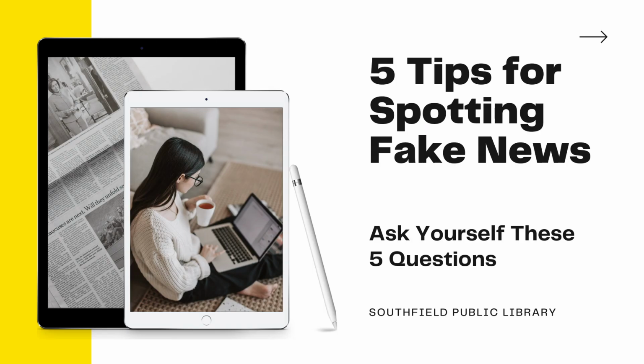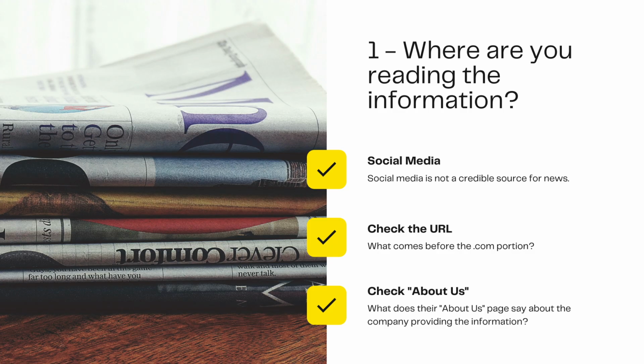Here are the 5 questions to ask yourself when encountering information so you know that you can trust what you're reading is accurate. The first question is, where are you reading the article? Social media is not a credible source for news. Look at the URL. What is listed before the .com portion of the URL? That's the actual website the story is coming from. Most news sources have relatively short URLs.